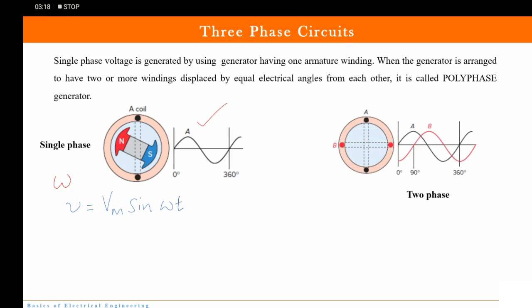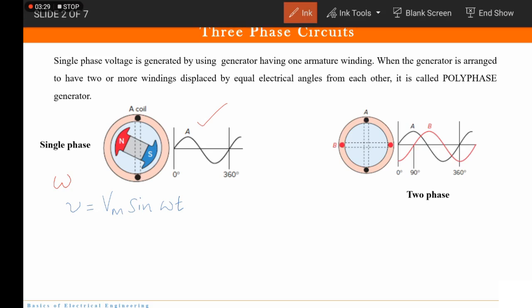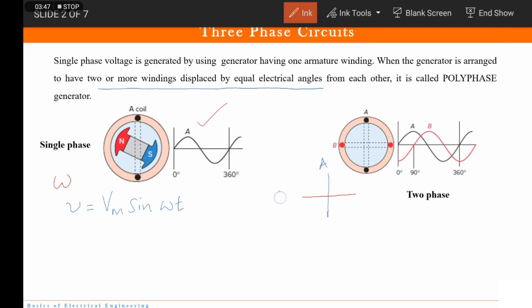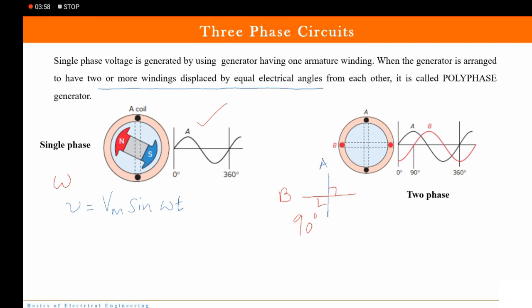Fine. So let us see the next type of signal. This is a two-phase signal. So see, here we have two armature windings. One is A, another is B. Now one point here is very important, that these windings are displaced by equal electrical angle. Now what is the meaning? Now if you see the placement of A winding, it is something like this, and the placement of B winding is something like this, isn't it? So what is the phase angle? This phase angle is 90 degree. Correct? Both the windings are mutually perpendicular to each other.